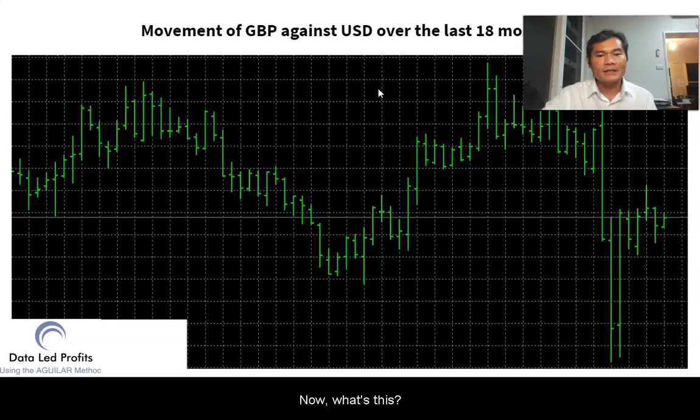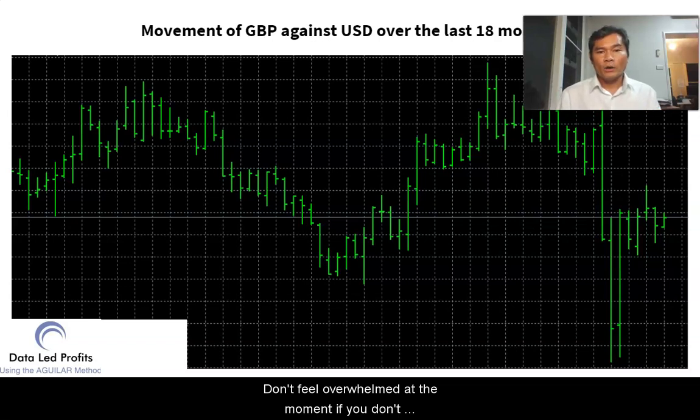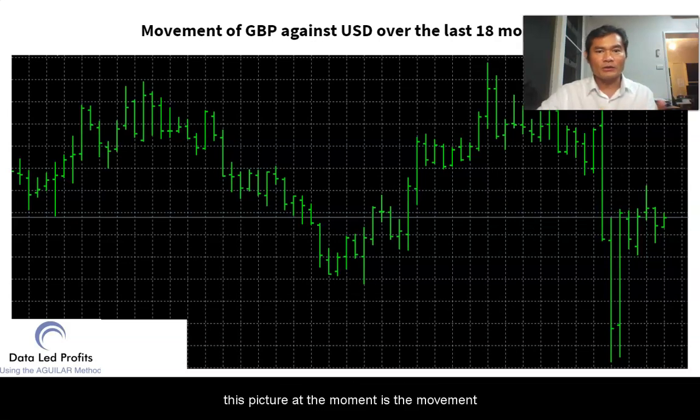Now, what's this? This is the graph or a chart. This thing is what's going to make you a lot of money. If you can read this chart, then that's where you can generate a lot of income. Now, don't feel overwhelmed at the moment if you don't understand anything of what this looks like. It's okay. I am going to show you step by step what I do to be able to read these charts.